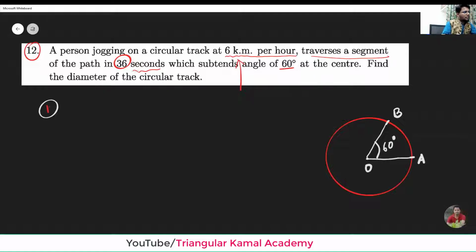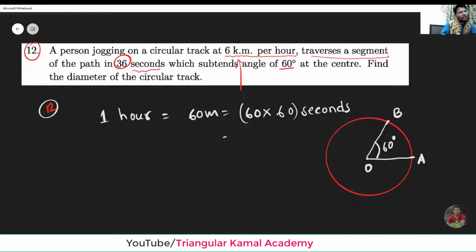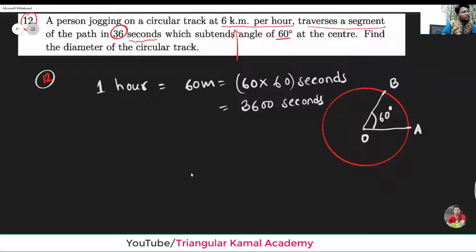So now, this is question number 12. We can start from here. 1 hour is equal to 60 minutes, which is 60 multiplied by 60, so this is 3600 seconds. Now the length is given in kilometers. To find the time in seconds, kilometers must be converted into meters. 6 km is equal to 6 × 1000, and this is meters, because 1 km is equal to 1000 meters. So 6 km must be 6000 meters.